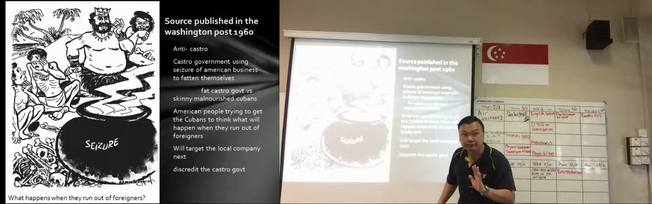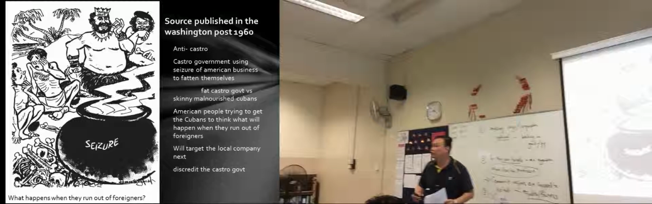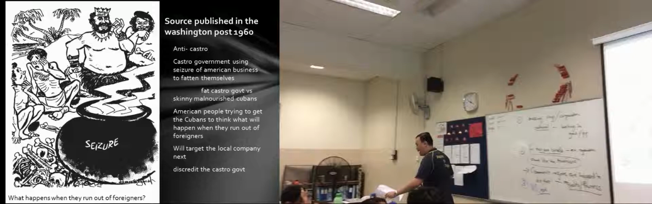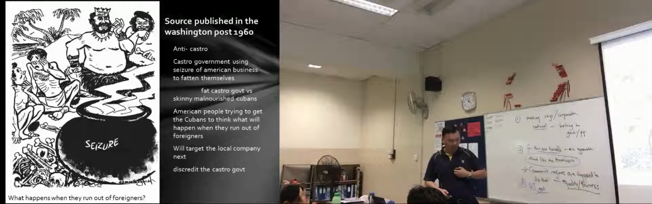Okay, any questions so far? Are we clear on this? Okay, now we are going to look at activity number 3. We're going to look at activity number 3, and that is called the Bay of Pigs.